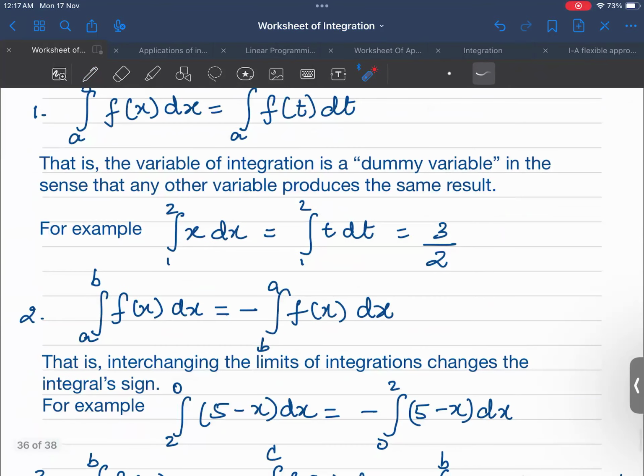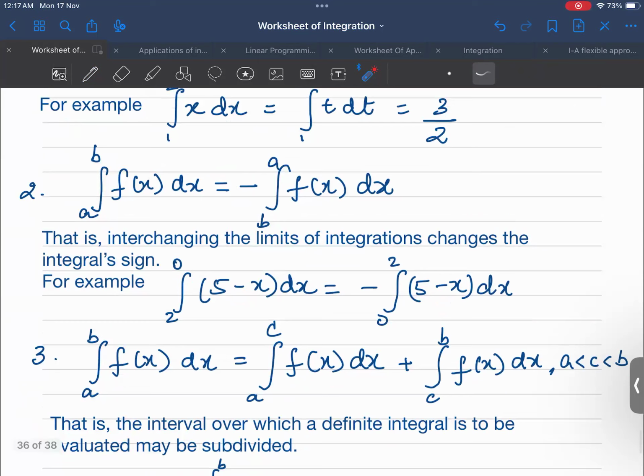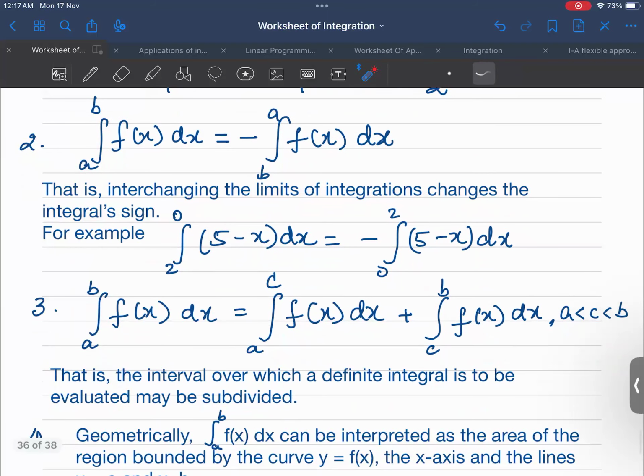Now, the second property is saying that if the integral is from a to b of the same function, we can make the lower limit the upper limit and the upper limit the lower limit only by putting the minus sign. Meaning interchanging the limits of integration changes the integral sign. Like this. Example: integral of 5 minus x dx where the lower limit was 2 and the upper limit was 0. When we change, we make the lower limit 0 and the upper limit 2. We simply put the negative sign.